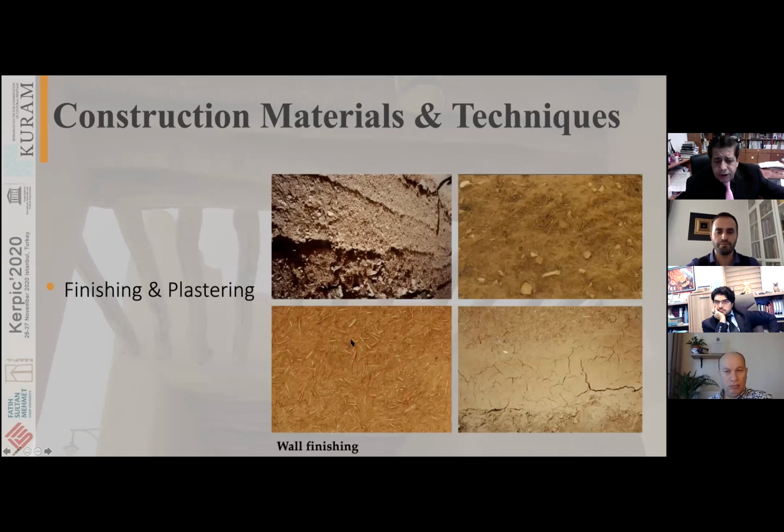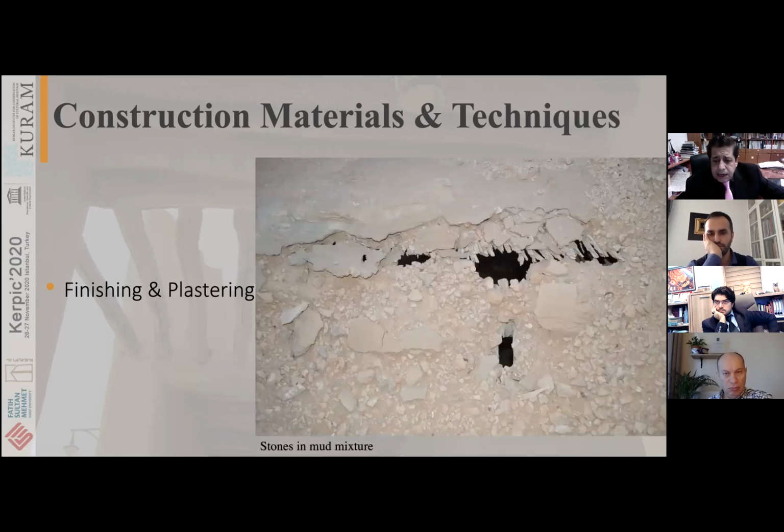The mixture of the finishing and plastering is just fine mud, sometimes with straw or hay to add more strength to it. And on some occasions, stone is added to the mixture in order to add some strength. This kind of addition or stone use is very important, because in some areas the sand is very weak, the soil is very weak, especially in Daraya, where the soil is very salty, so they had to add stones to the mixture.